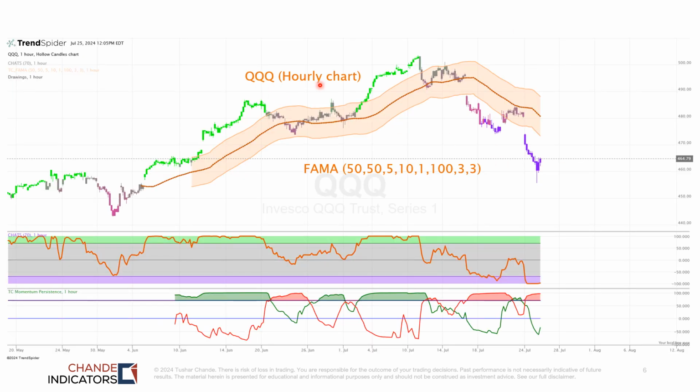This is the QQQ hourly chart with the FEMA moving average. You can see that whenever we get a breakout outside the bands, the CHATS indicator is at plus 100 and it's above 75, which is why we're getting green bars. And the traditional approach here would be to exit on the 50 bar moving average.